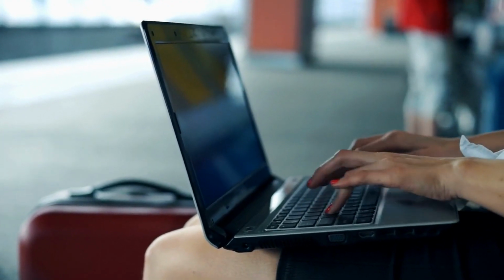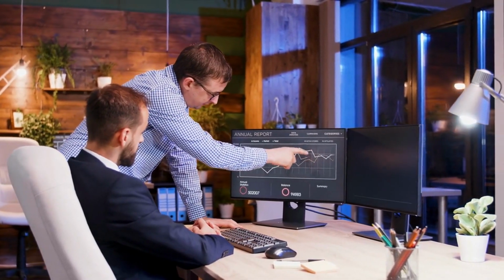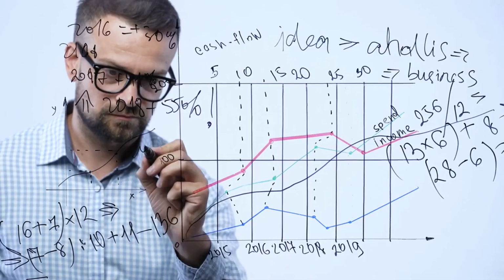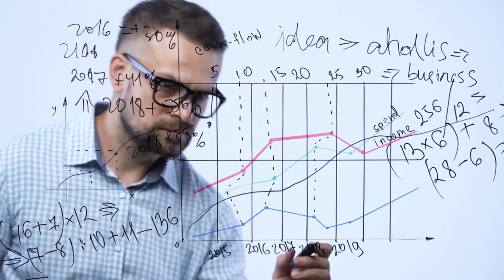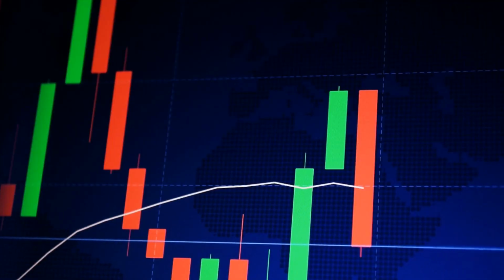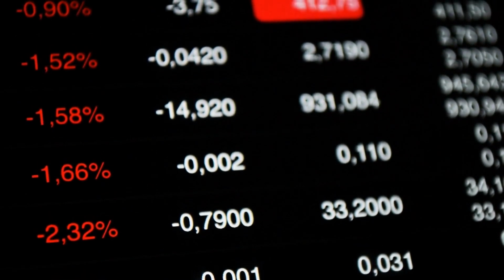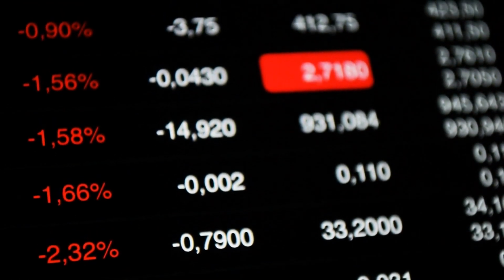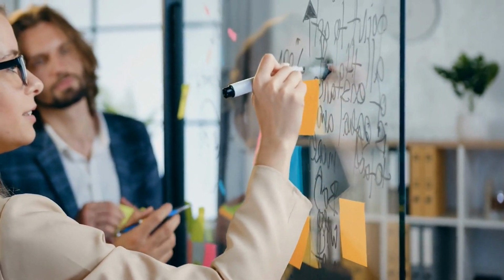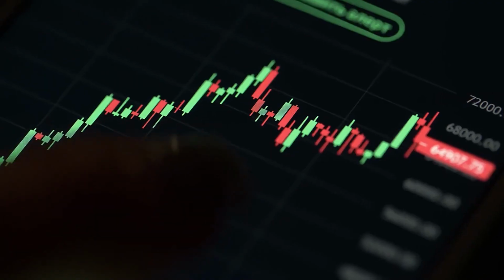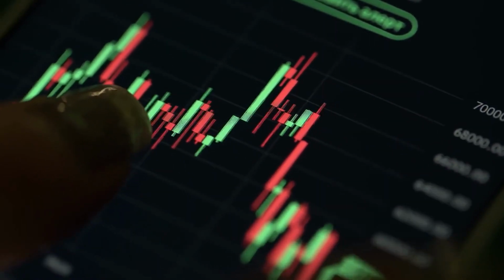Risks and strategies to mitigate them. All investments come with risks, and online investments are no exception. Here are some common risks associated with online investments and strategies to mitigate them. Market volatility. Investments in stocks, cryptocurrencies, and other assets can be highly volatile, meaning their value can fluctuate significantly in a short period. To mitigate this risk, consider diversifying your portfolio across multiple assets and sectors.